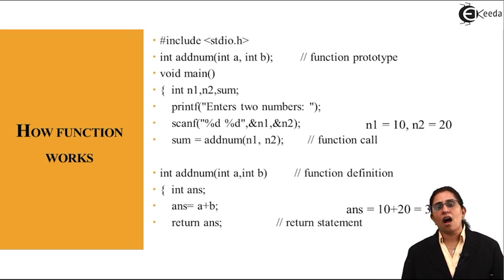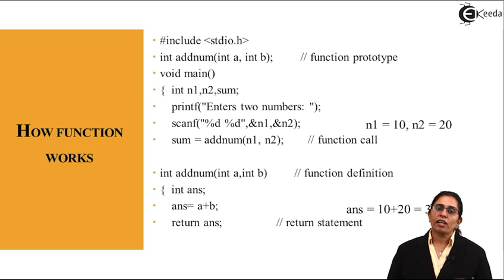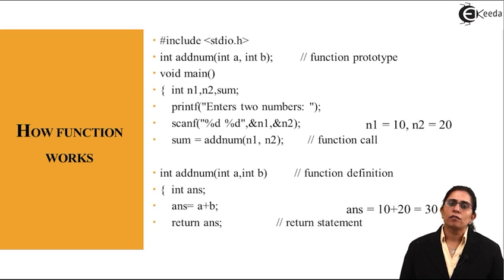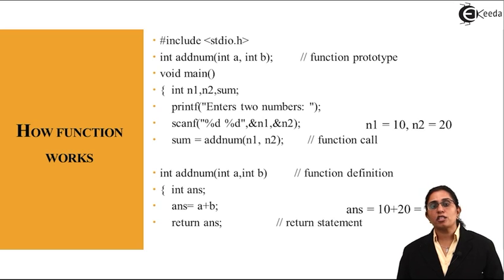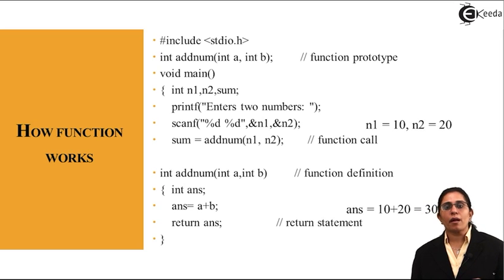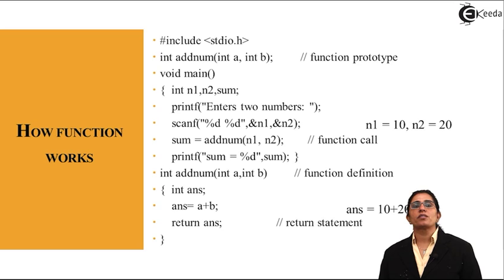I say return answer. Now what does this return answer specify? Return answer means whatever I have calculated in this function will be returned to the calling point from where this particular function was called, that is, at the location where my function call was written. That statement was sum is equal to add(num n1, n2). So this answer will go and get reflected in the variable known as sum. So when I printf "sum is equal to %d", sum, my output will be 30.